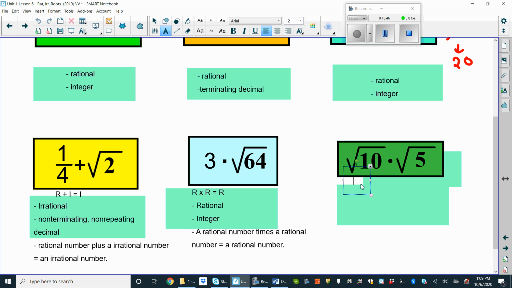And last but not least, here we have the square roots. We have the square root of 10 times the square root of 5. Remember, we want to multiply the two numbers underneath the square root and keep the square root. So 10 times 5 is 50. The square root of 50 is a non-terminating, non-repeating decimal, which is irrational because the square root of 50 is a non-perfect square. So we know that this answer would be irrational. When you type that into your calculator, you get a decimal that goes on and on and on forever.